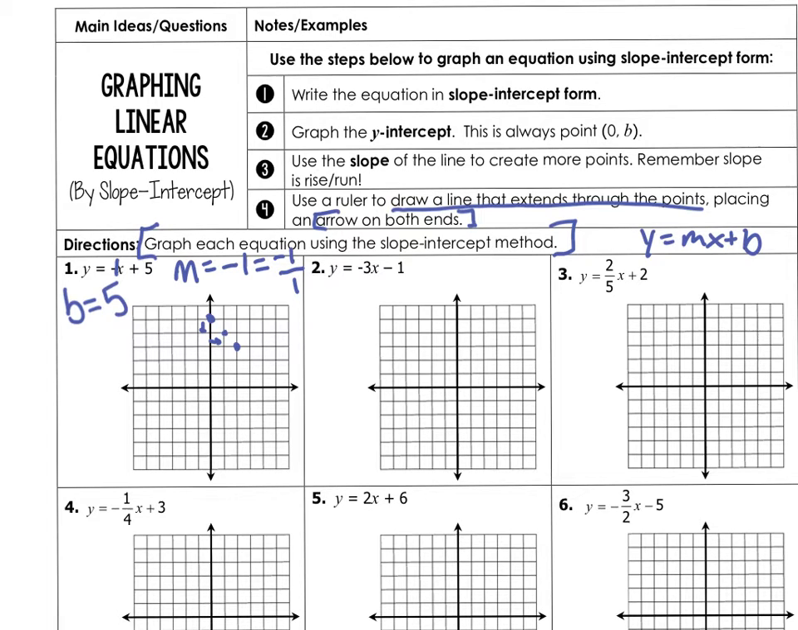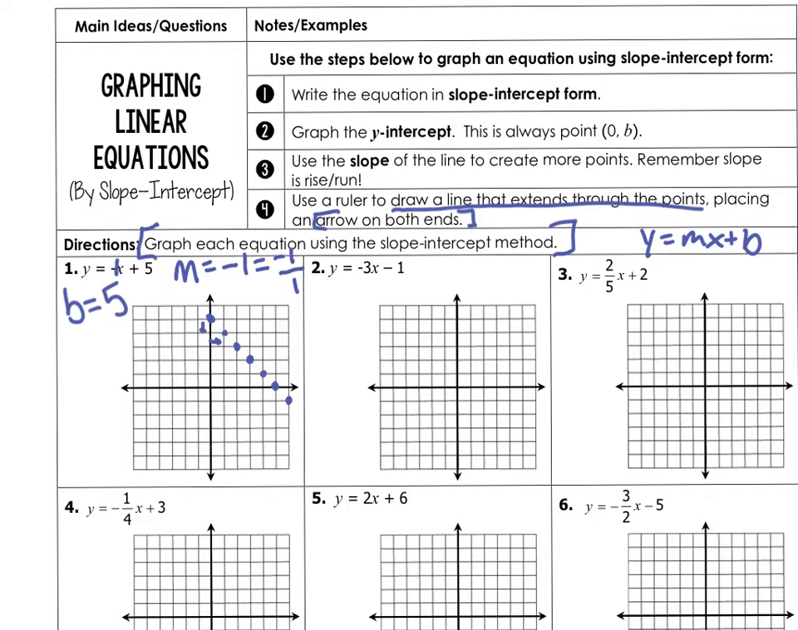So down 1, right 1, down 1, right 1, down 1, right 1. Perfect. So at this point in time, we've found a lot more points, really.